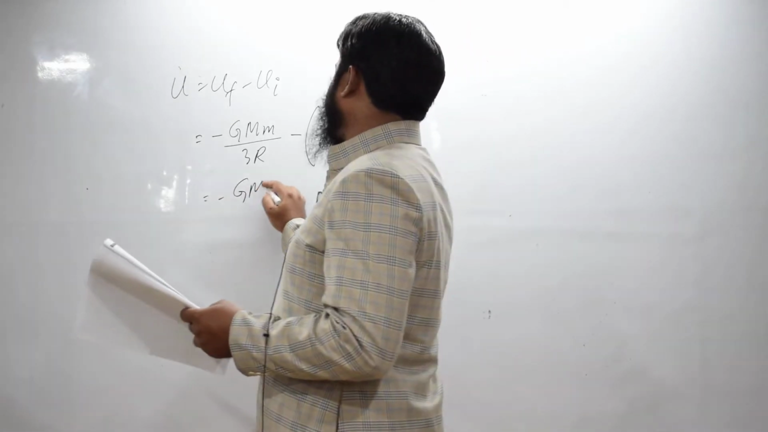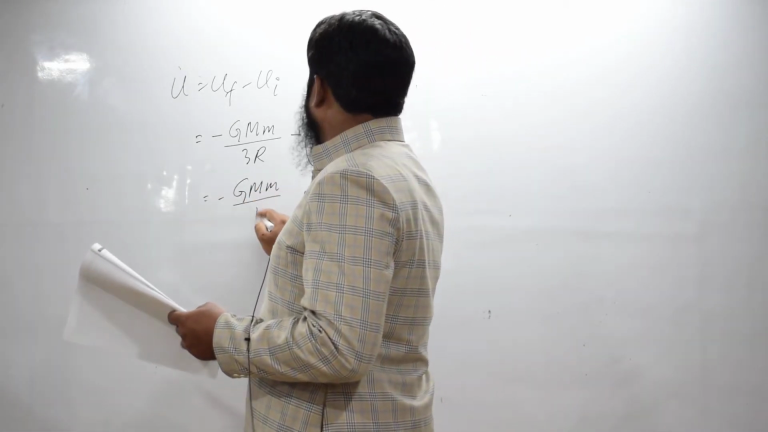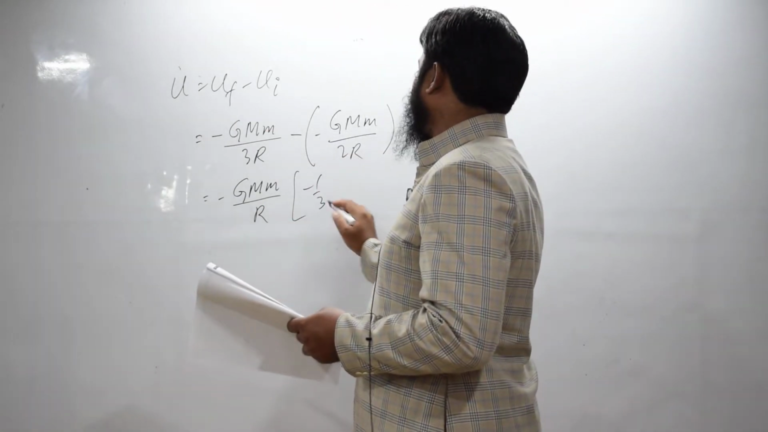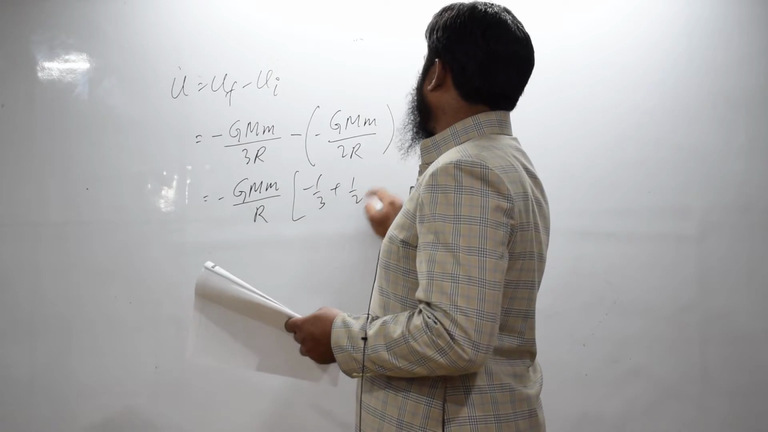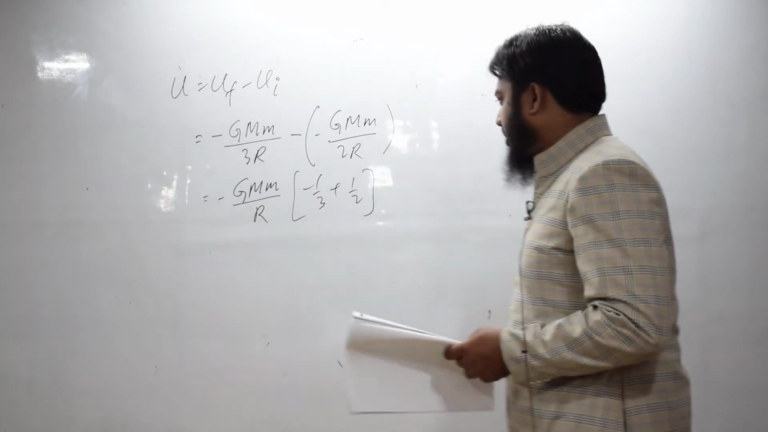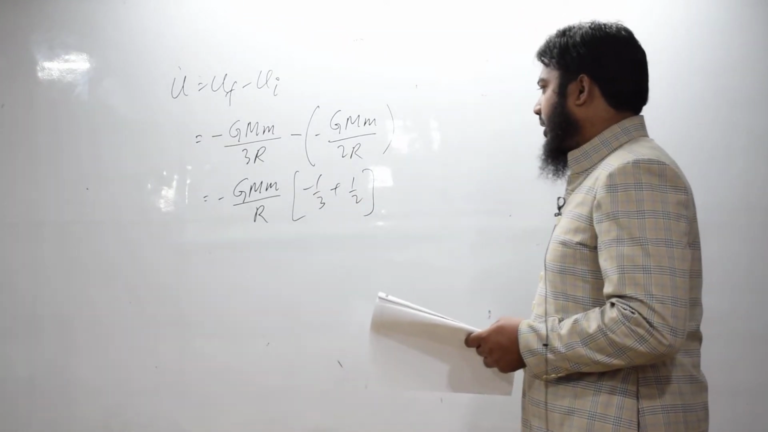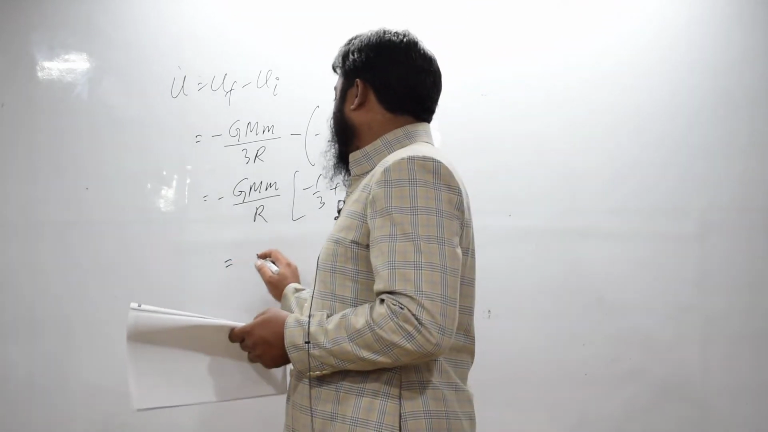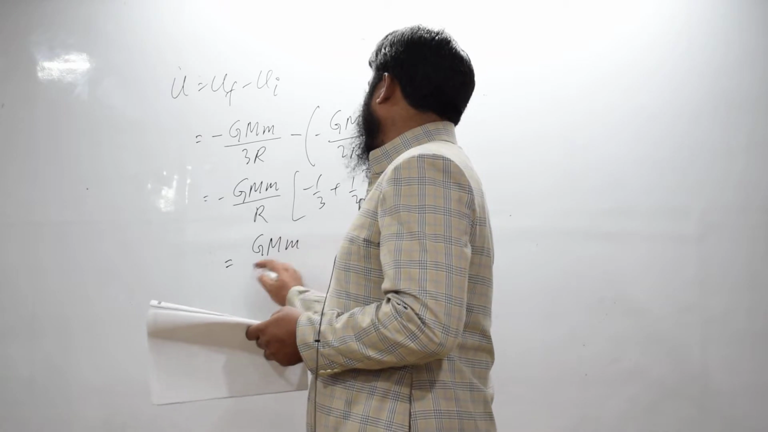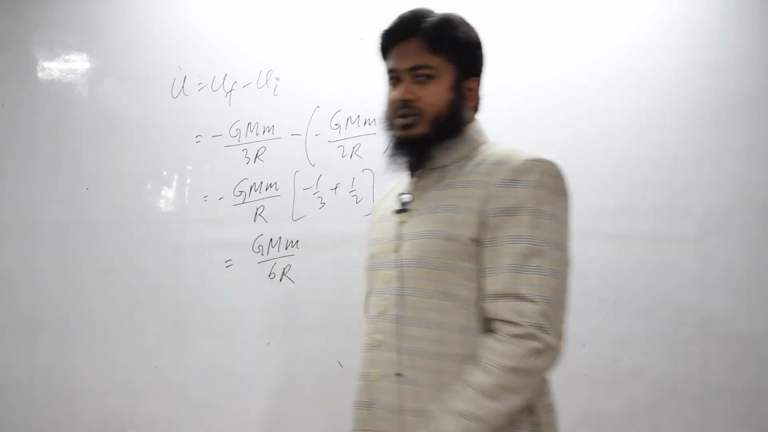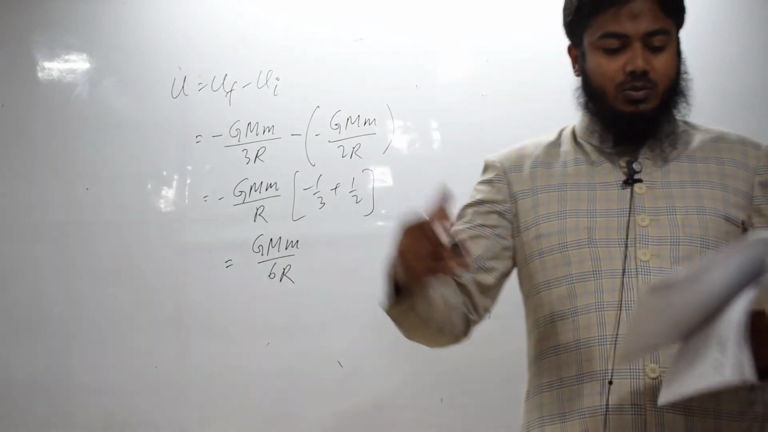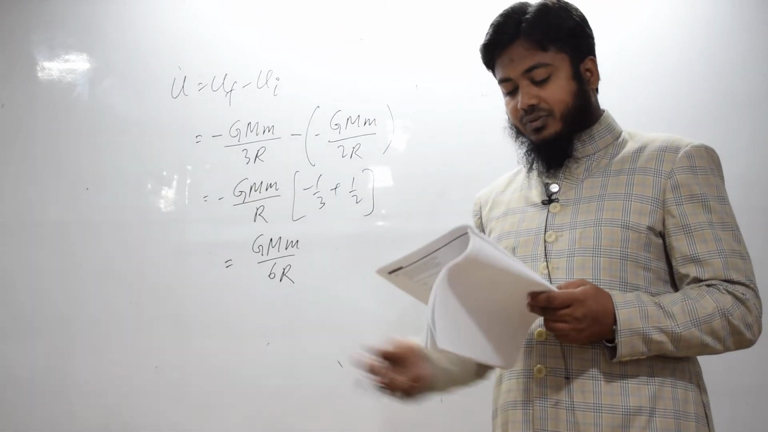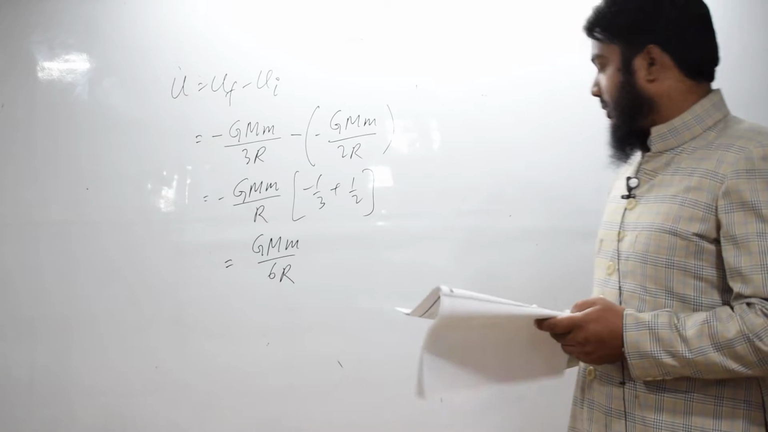So, minus GMm upon r, we take it common, and here it is minus 1 by 3 and here it is plus 1 by 2. So, plus 1 by 2 minus 1 by 3 is I think 1 by 6. So, minus 1 by 6. So, the answer is GMm upon 6r. This much energy will be required to take the mass from an orbit of radius 2r to an orbit of radius 3r. Next question.